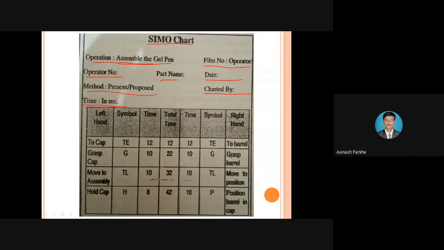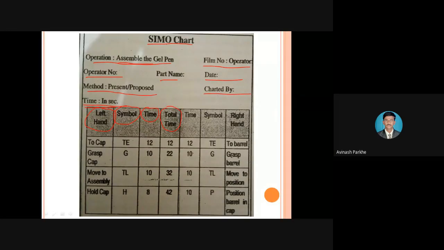So if you go through this particular chart, here at the first, this is the movement of the left hand. Okay, and whatever activities are performed by the left hand can be represented by the second column, which is called the symbol. And whatever time is required for the left hand can be represented by the third column. Then at the center, this is the total time required to perform the operation.